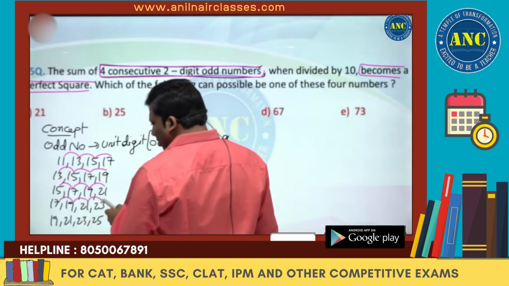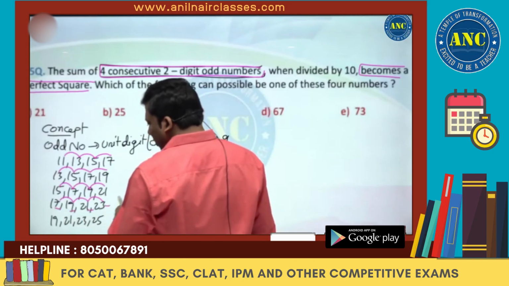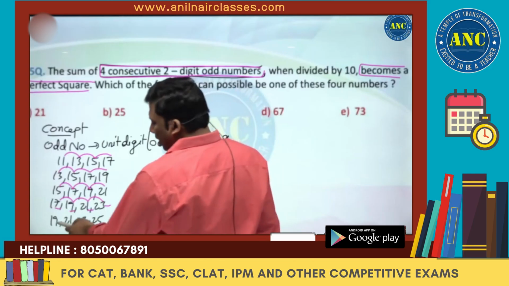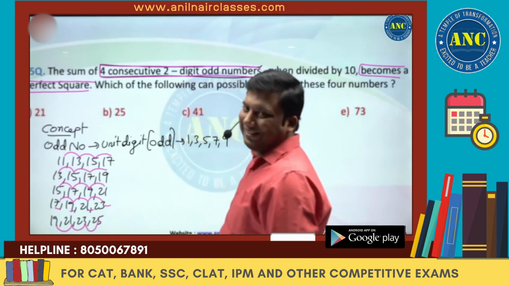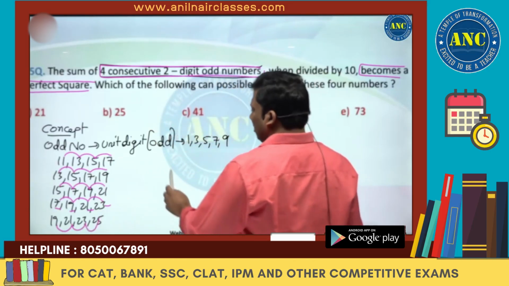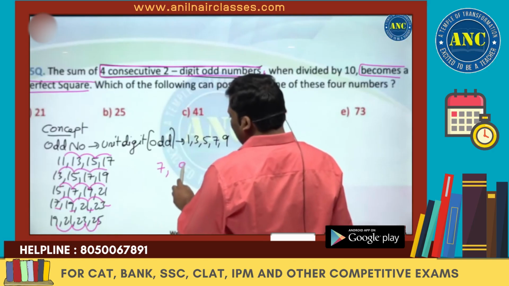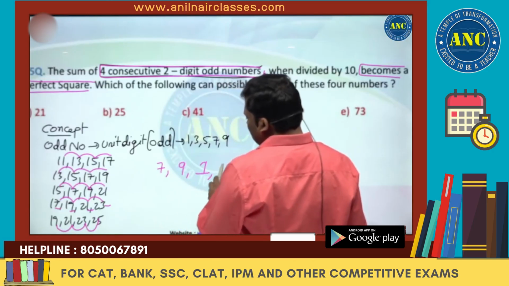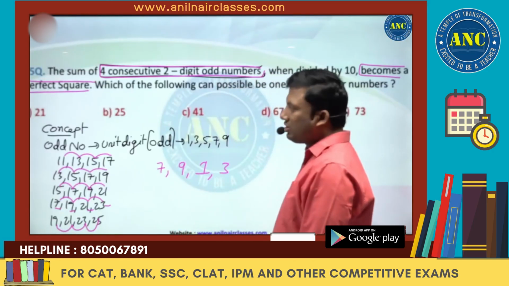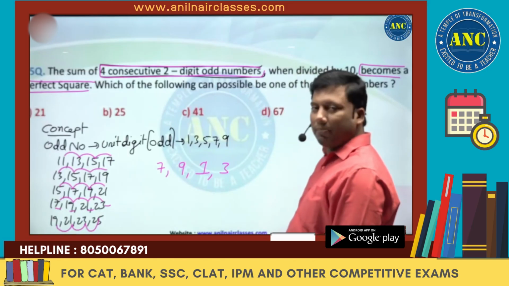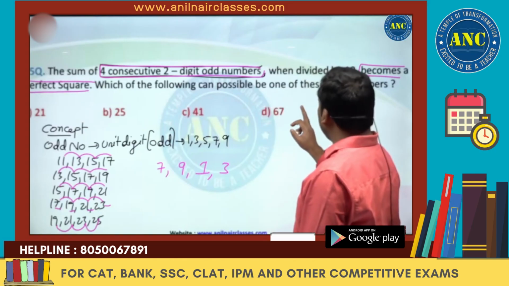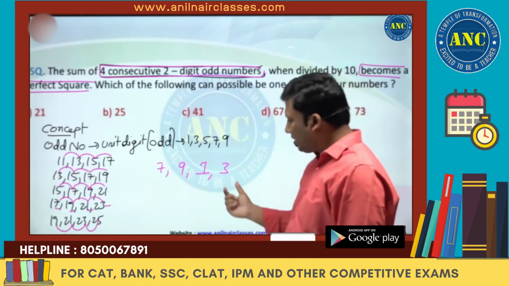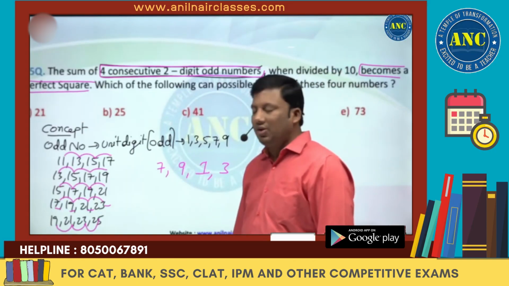16, 17, 20. 7, 9, 1, 3. This seems to be a combination. 9 plus 1, 10, 10 plus 3, 13, 13 plus 5, 18. 18 is not a value. That means this number unit digit can be 7913. Now we will plug in the values, we will get the answer. Which of the following possible B can be one of the 4 numbers? Why is it chosen as 7913?